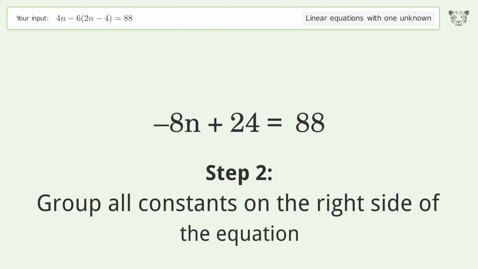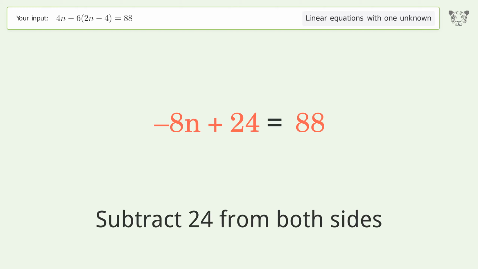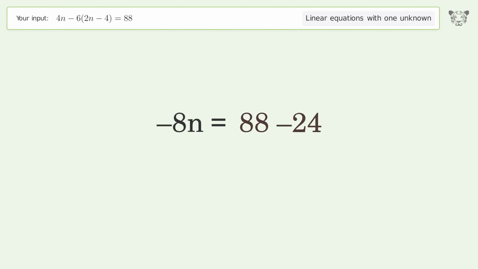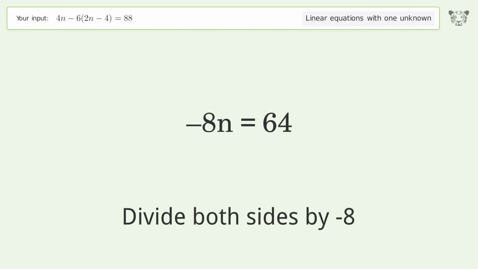Group all constants on the right side of the equation. Subtract 24 from both sides. Simplify the arithmetic. Isolate the n. Divide both sides by -8.